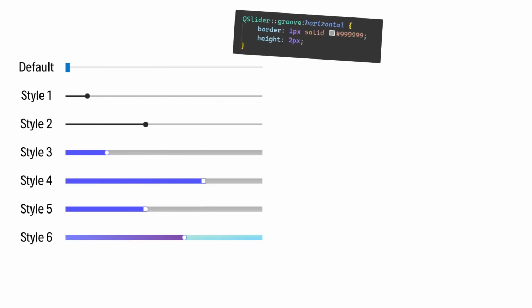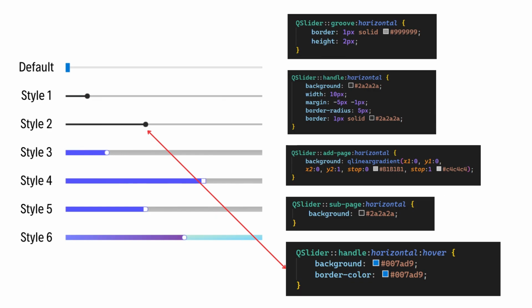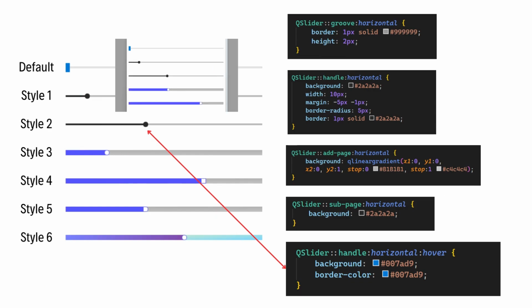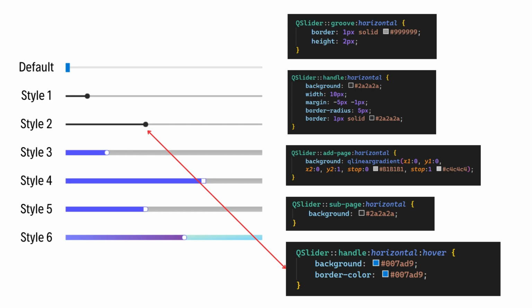In the style 2, all the style code is the same as style 1, except we add a hover effect. When the user hovers over the handle of a horizontal slider, the background color changes to a vibrant blue, #007ad9, and the border color also updates to match the new background color.